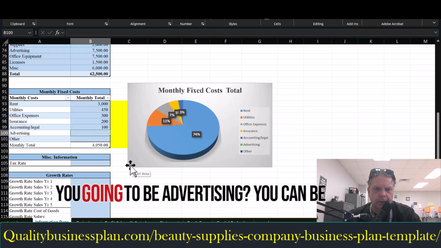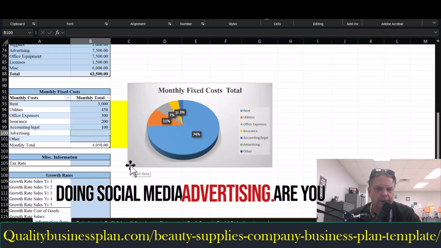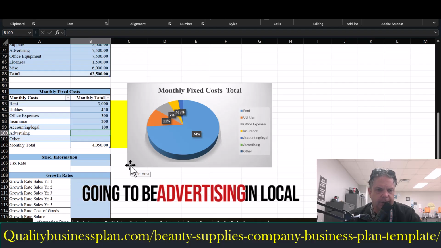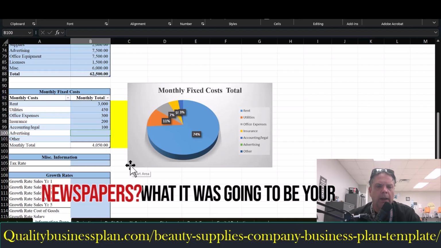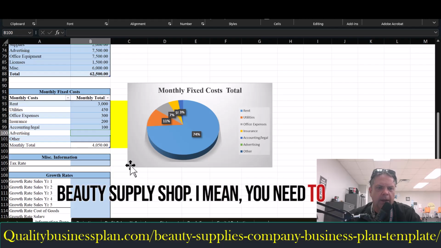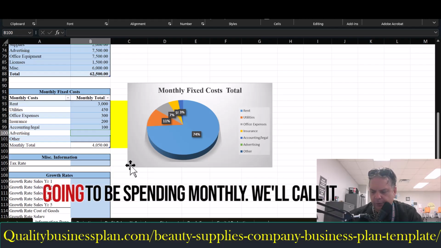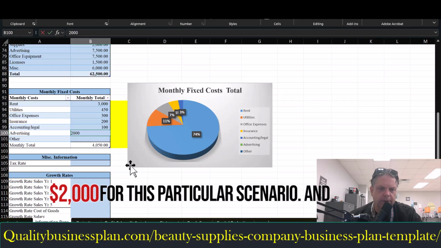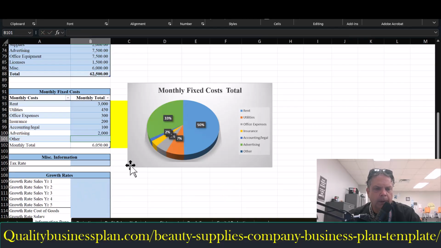Advertising. So advertising, how are you going to be advertising? You're going to be doing social media advertising. Are you going to be advertising in local newspapers? What is going to be your mode of advertising for your beauty supply shop? You need to consider that, add it together, what you're going to be spending monthly. We'll call it $2,000 for this particular scenario.